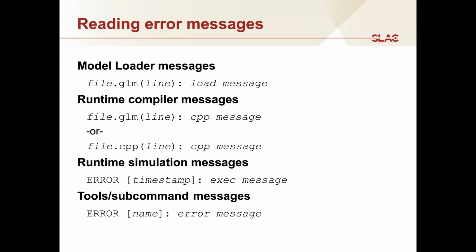Okay, now reading error messages. When you load a module, it's pretty common to get messages that come out, either warning or error messages. You'll generally see that message come out in the form of the name of the file, the line number in which the message occurred, and then whatever the message happens to be. The same is true for runtime compiled files, except that it might have a CPP instead of a GLM.